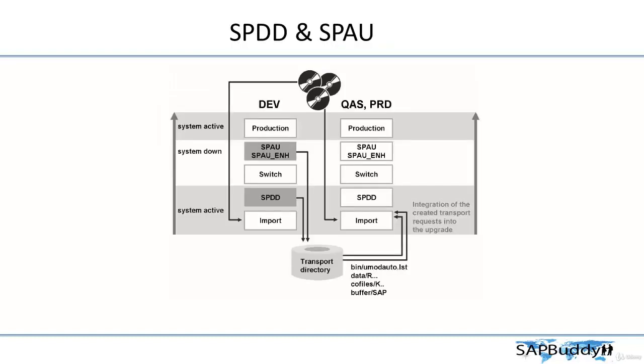As we have seen, SPAD, SPDD and SPAU are used for our support pack upgrade. This is also applicable for the enhancement pack upgrade, as well as the system upgrade or SAP version upgrade. So we also need to do SPDD and SPAU in these kinds of scenarios as well.